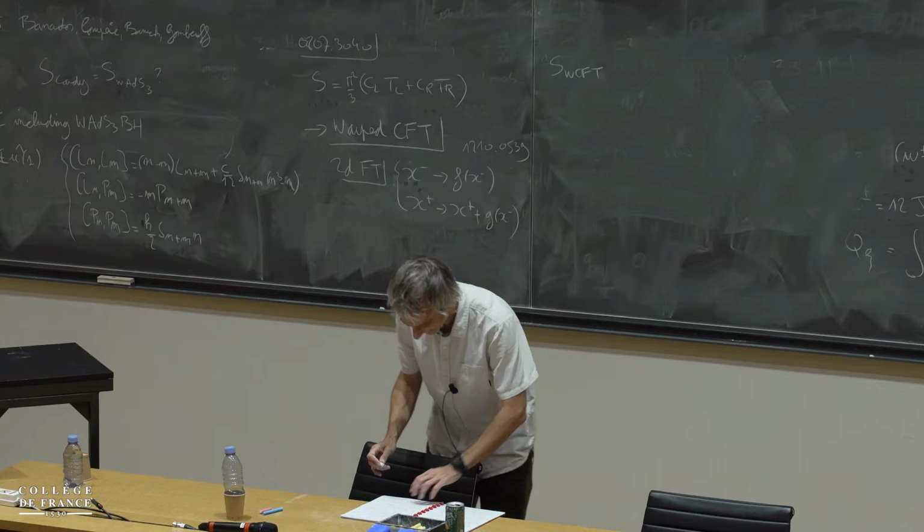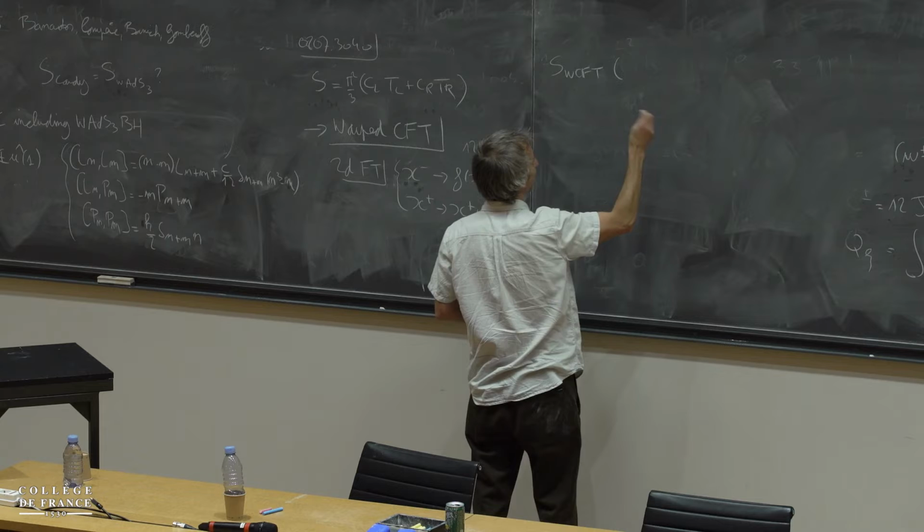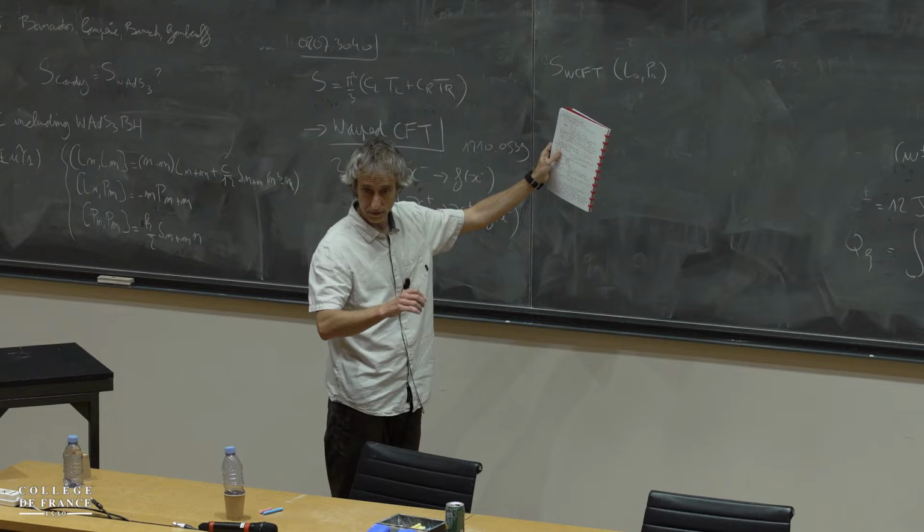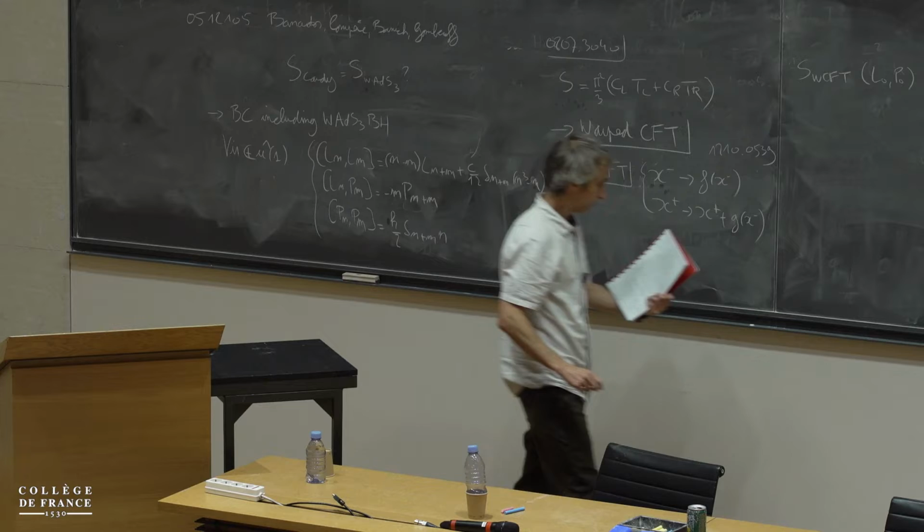Okay. So you can write the warped CFT entropy the same way you could write the CFT formula in terms of L0 and L0 bar. You can write the warped CFT entropy in terms of L0 and P0, right? So L0 and P0 are just the zero modes of these objects here. Okay, I'm going to write it because it's nice.